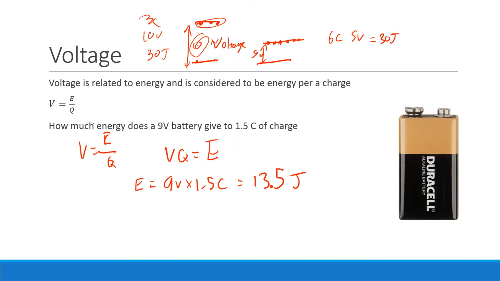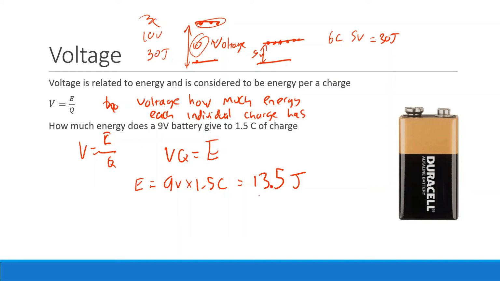Remember, the voltage is how much energy each individual charge has.